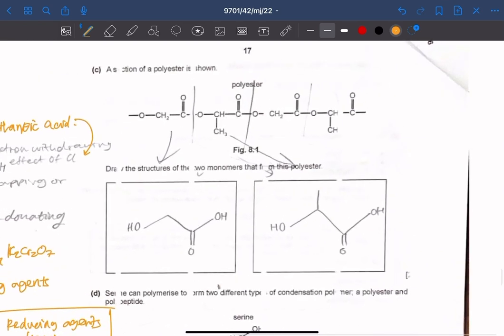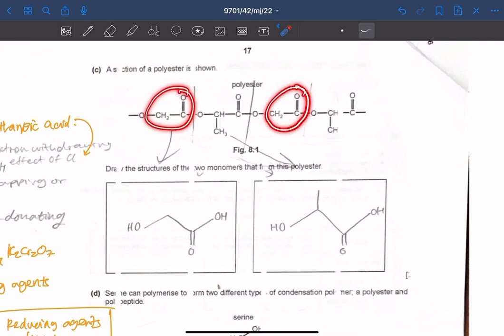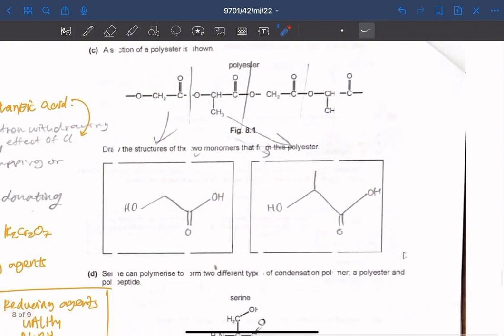Okay, for C, a section of a polyester is shown. Draw the structures of the two monomers that form this polyester. So this polyester is repeating. It's repeating here and here is the same, and here is the same. So these are the two types, and usually if we draw the structures for A2 level, we draw the skeletal formula.